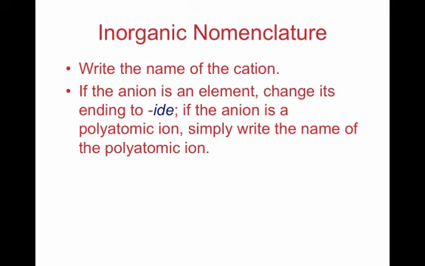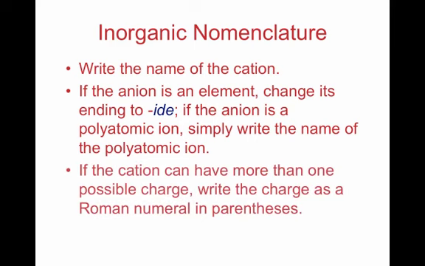If the anion is an element, meaning we have a binary compound, change its ending to IDE. If the anion is a polyatomic ion, simply write the name of that polyatomic ion from the list of polyatomic ions you are going to memorize. If the cation, the metal, can have more than one possible charge, meaning it's a transition metal, write the charge as a Roman numeral in parentheses. So if it's a transition metal, it must have the Roman numeral in parentheses.